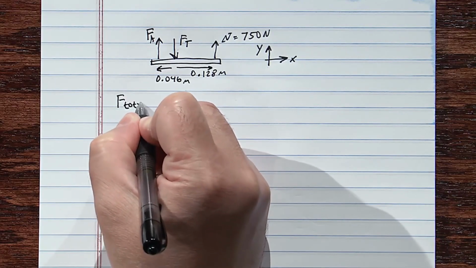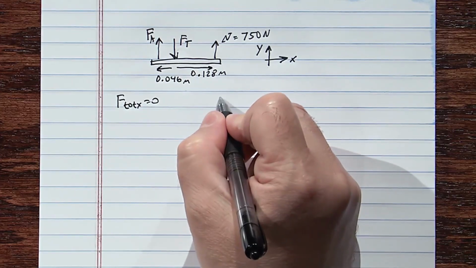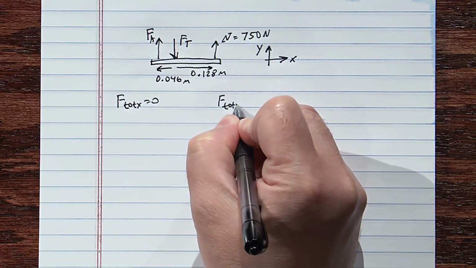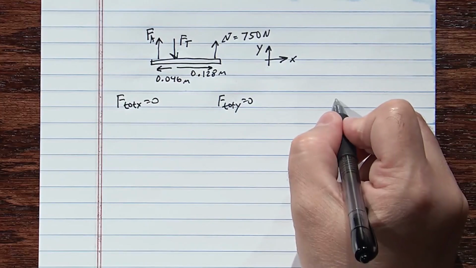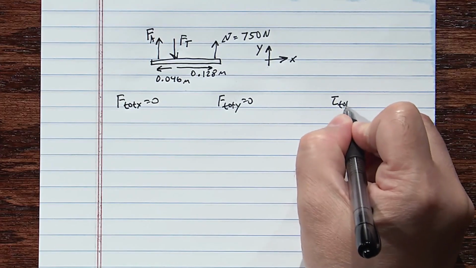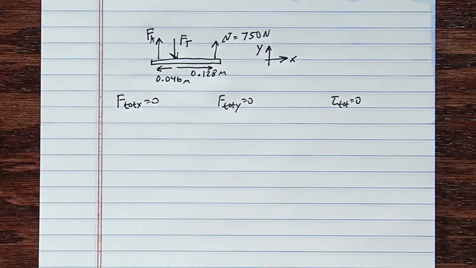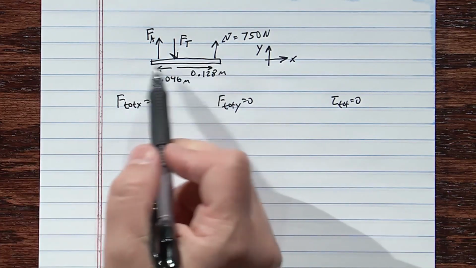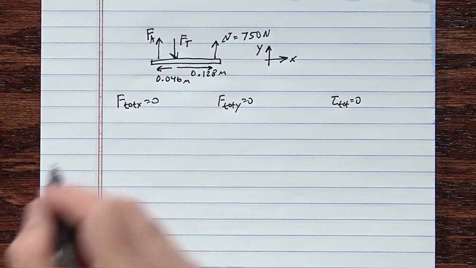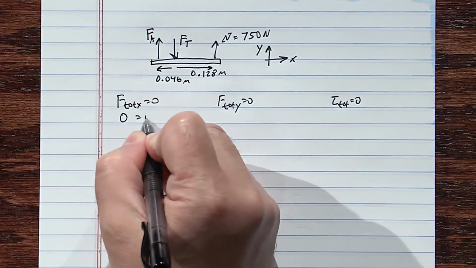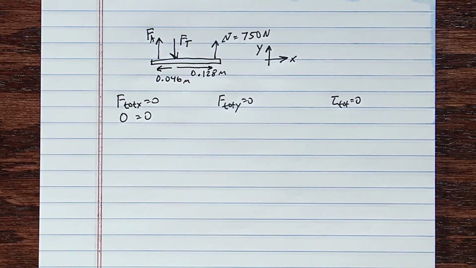Force total X is equal to 0. Force total Y is equal to 0. And torque total is equal to 0. Same equations as always. Now we have the total force in the X direction. Well, we don't have any forces in the X direction. So that's 0 equals 0, which is true. Not useful in this case, but it's still true.